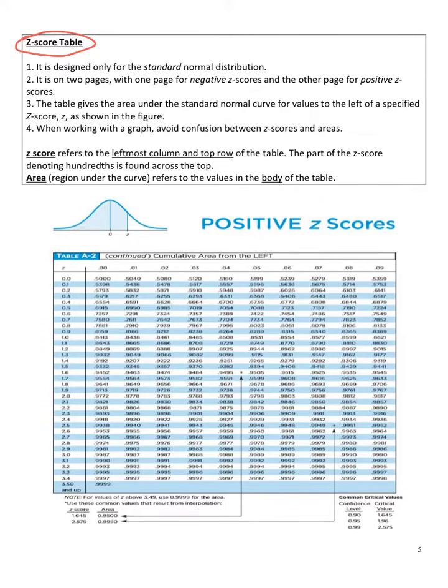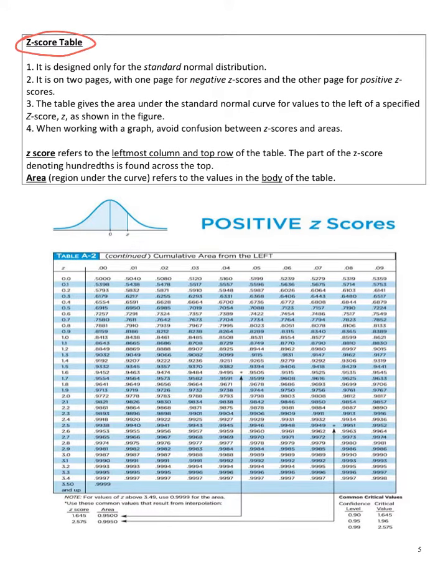So like I said before, there are two methods to find the area. You can use the z-score table or you can use your TI-84 calculator. Right now, I will show you how to use the table and later on, we will learn the calculator method, okay? All right, so there are a couple of things you need to know about this table.